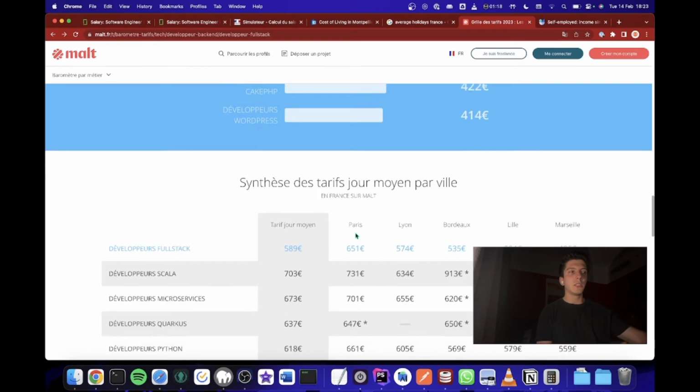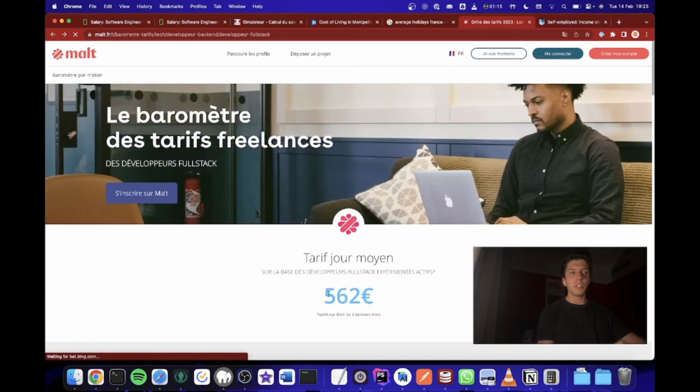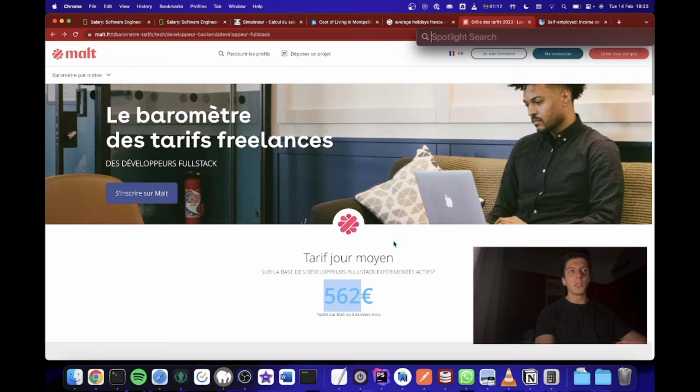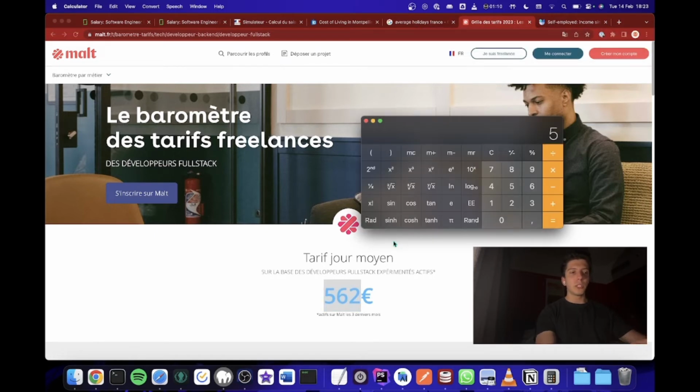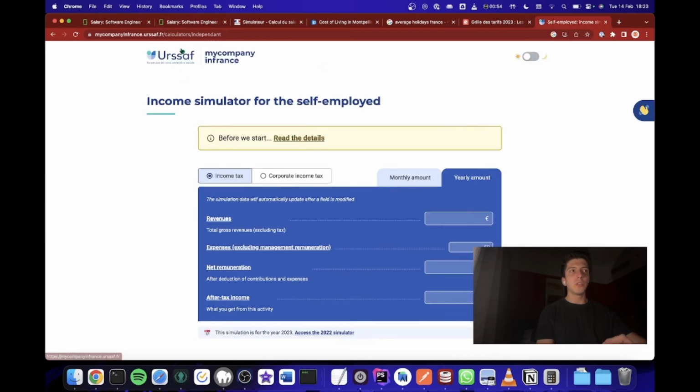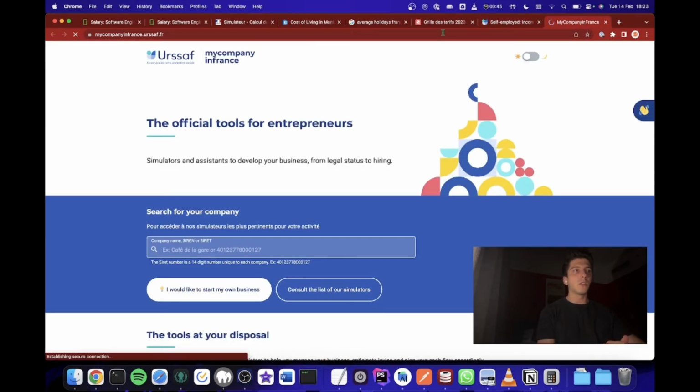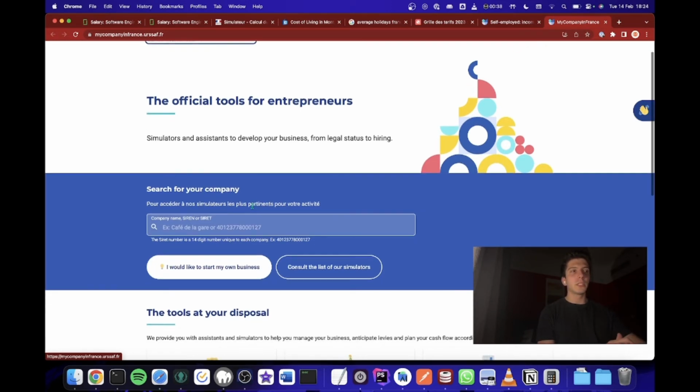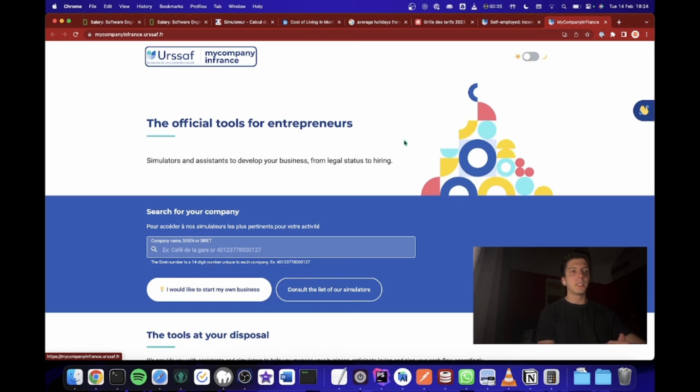But what's really interesting, let's say we make the average of 562 euro per day. Let's say we work about 200 days per year. So it will make about 112,000 euro per year before taxes. And so when we go on this website, the official website of URSSAF, which is part of the French government, you will have to pay taxes to them. So if you start working in France, you will see that.